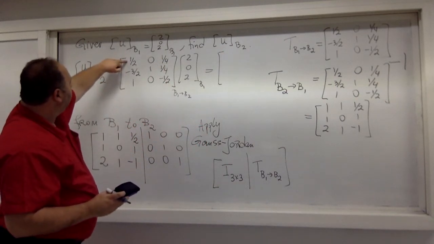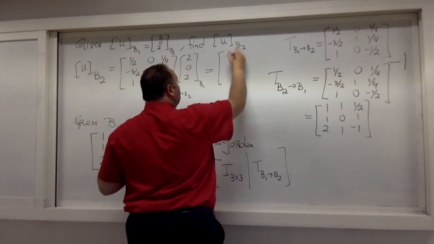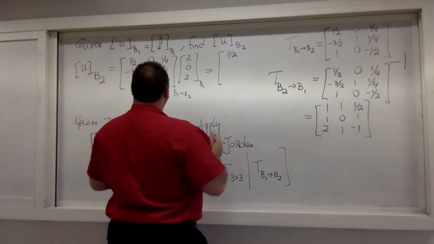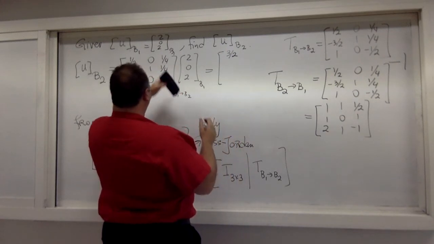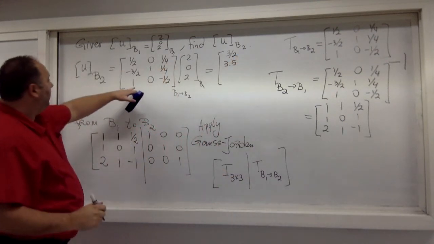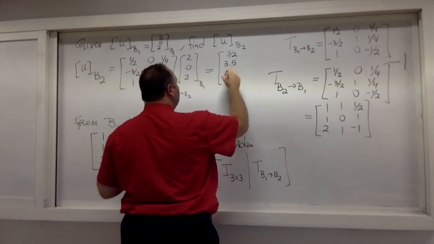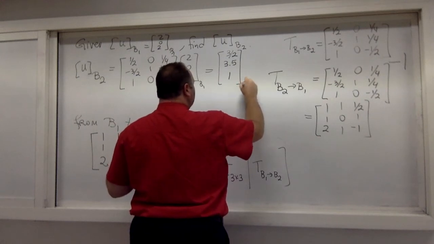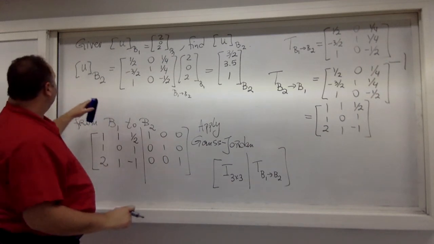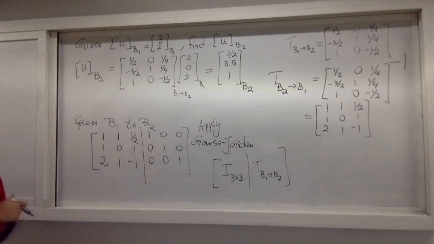And I'm going to get my coordinates in B2. So this is 1 plus 0 plus 1/2, so 3/2. So this is minus 3 plus 0 plus 1/2, so 7/2. And then you have 2 plus 0 minus 1 is 1. This is what you get, and those are the coordinates of the same guy in basis B2, all good, simple.